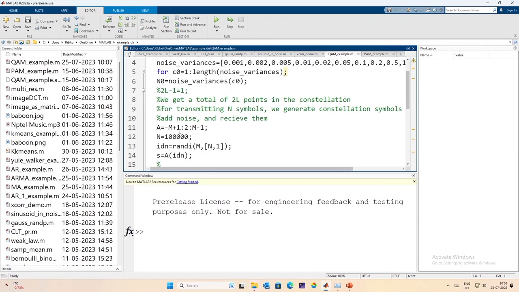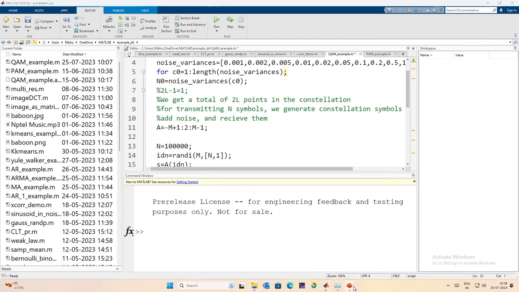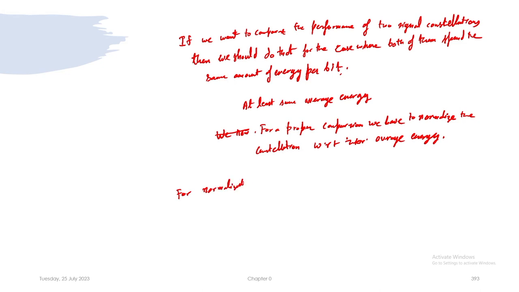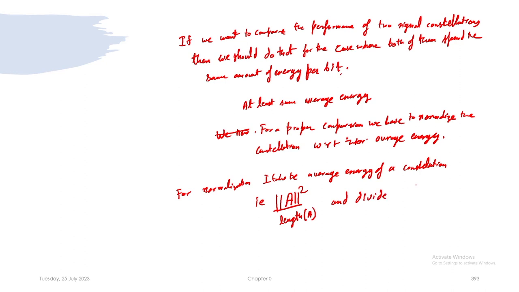So yes, this is the PAM case only. For normalization, I'll write this in PowerPoint first. Normalization: I take the average energy of a constellation. That is, if the constellation is stored in a vector A, then the average energy will be the norm squared of A divided by the length of A, and divide each symbol by the square root of that.